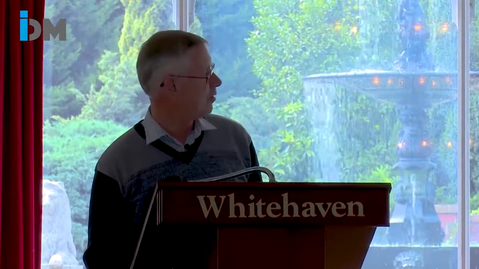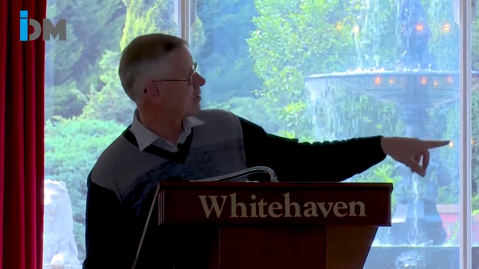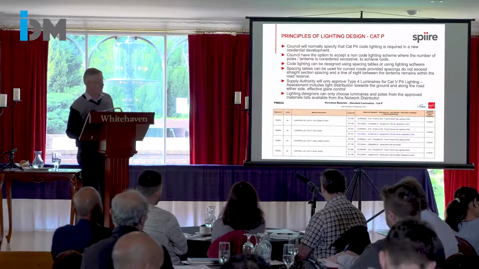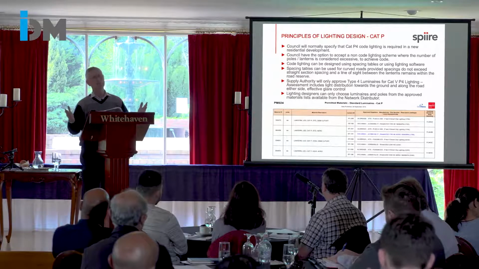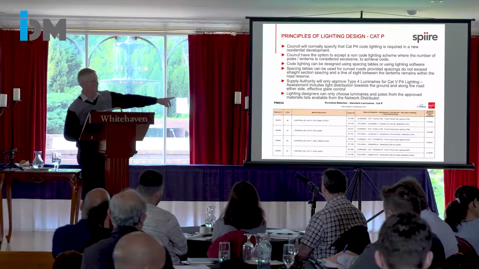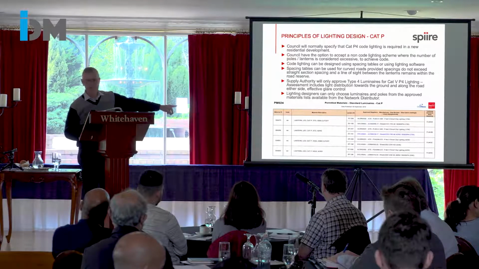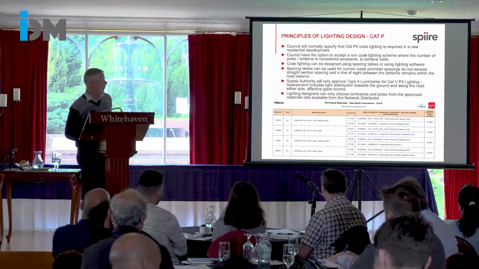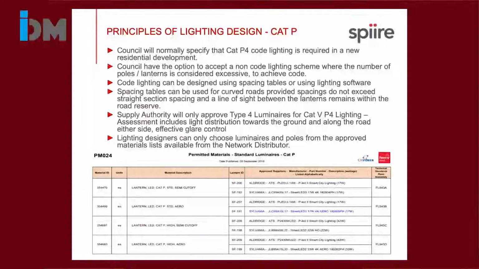There's probably about 30 or 40 different standards that they have related to public lighting, but they will also give you access to their permitted materials lists. So if you're looking at a plan that's been submitted by a contractor, one of the things that you probably need to be checking is whether or not they are using lanterns that are approved by the distributor, or in the case of VicRoads, approved by VicRoads.